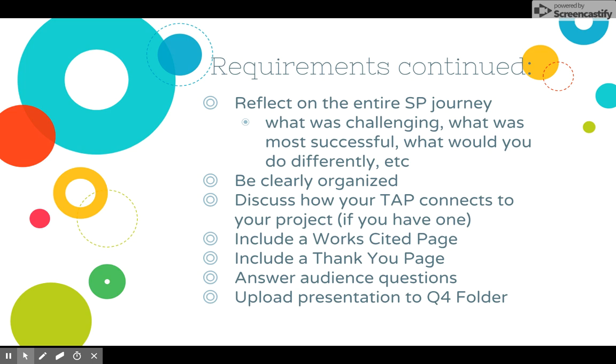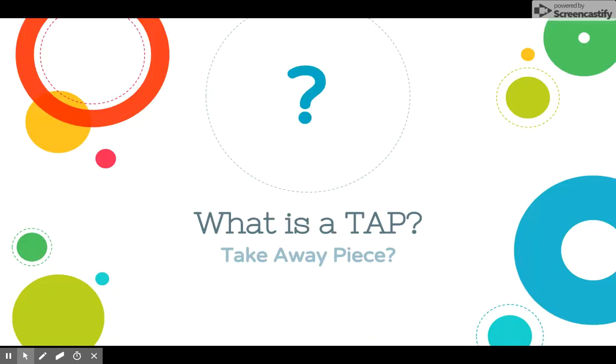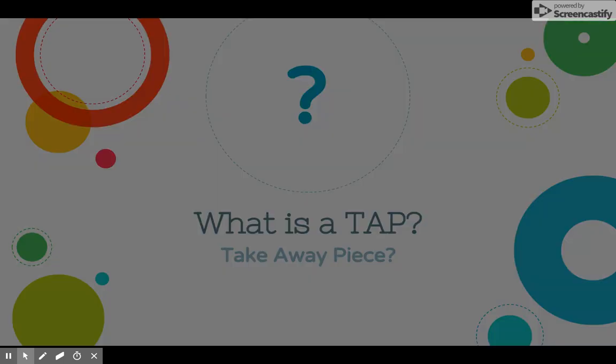All right, so just make sure that the presentation itself, whether it's a slideshow, a Prezi, or whatever, is in that quarter 4 folder for your senior project mentor to see and to grade. All right, we're going to talk about the takeaway piece, or the TAP.